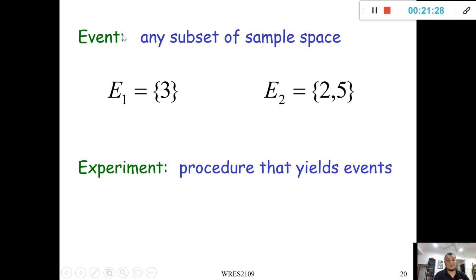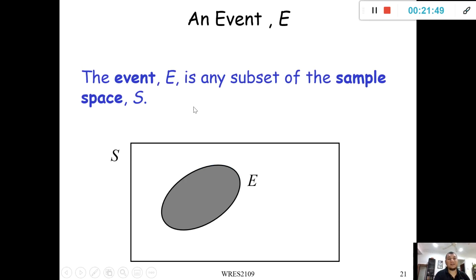Any subset of the sample space is an event. Let's say you have event 1, where the set is the number 3, and event 2, where the set is 2 and 5. An experiment is a procedure that yields an event. So you have E1 and E2. The event E is any subset of the sample space S. S is the big one, the sample space, and E is the subset. E is an event that happened in S.